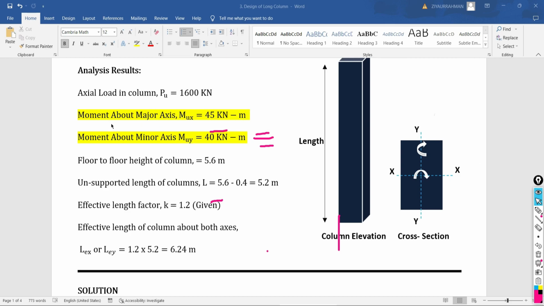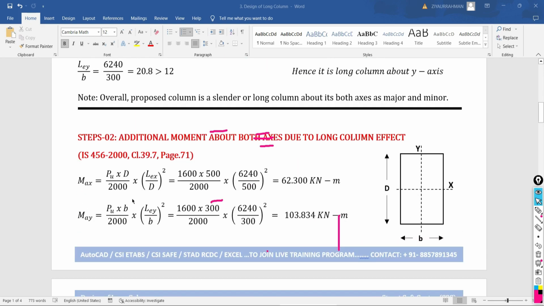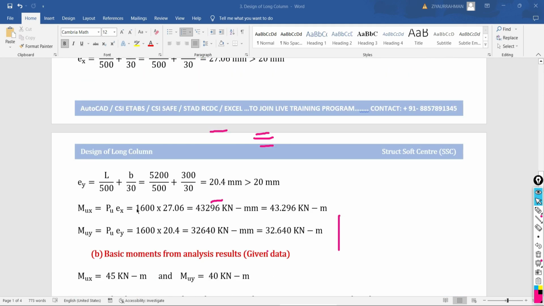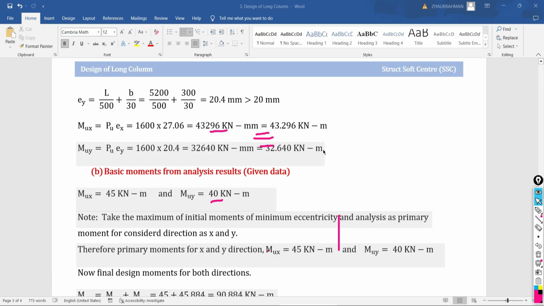So we have to compare these analysis results moments with the minimum eccentricity moments. Here, moment due to eccentricity is 43.296 in x direction, and due to analysis result it is 45. Among these two values in x direction, which one do we have to consider? The maximum one. So I'm going to consider this as the final one, MUX. And for y direction it is 32.64, and due to analysis result it is 40. So again we have to consider this value 40.